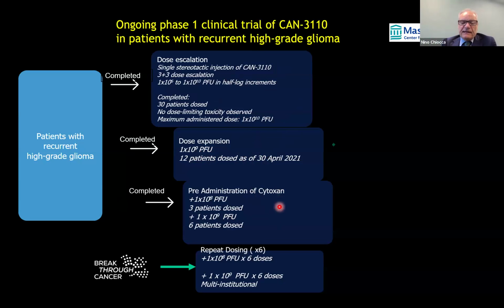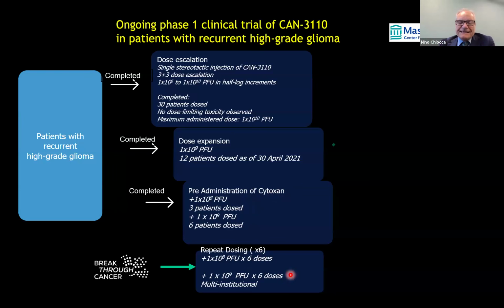And then we did another 9 patients in Arm B. We did these patients with pre-administration of cyclophosphamide to immunomodulate the patients. We thought that this would help us get a better immune response against the tumor cells. And this is Arm B.